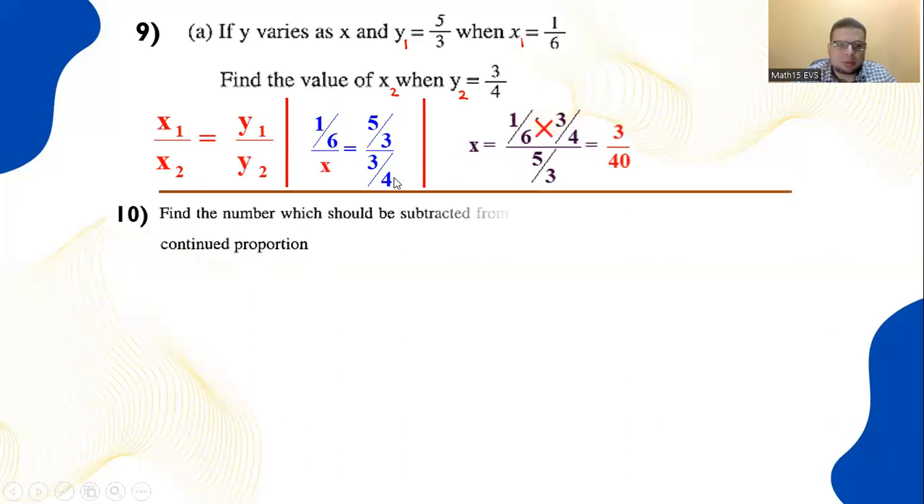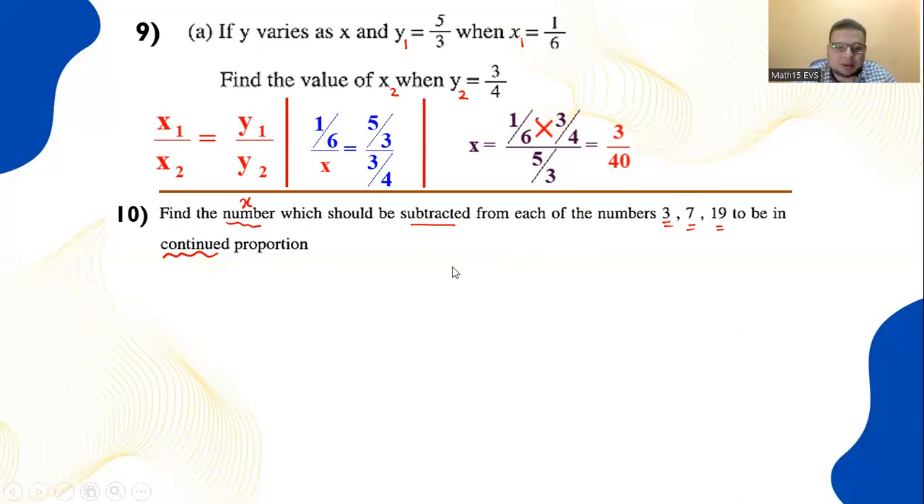Another question, number 10. Find the number which should be subtracted from each of the numbers 3, 7 and 19 to be in continuous proportion. Continuous, you will repeat the middle to be continuous. But I will say the number is x, and subtract x from each number. So here this will be 3 minus x, 7 minus x, 19 minus x, and you will repeat the middle.